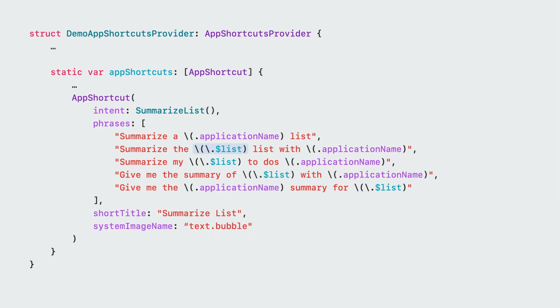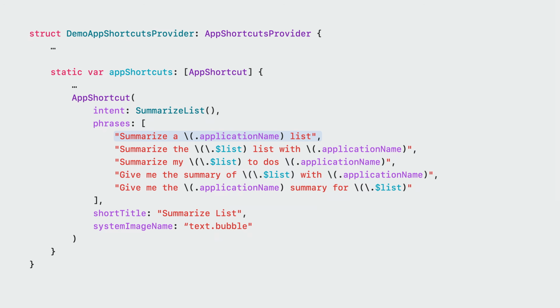In this case, the system will call the suggested entities method on my to-do list query to get the array of possible values. Note that I've also provided a phrase that does not have the list parameter. This is a good idea in general, so that if my app shortcut is used without a list, Siri or Shortcuts can prompt a user to select one.